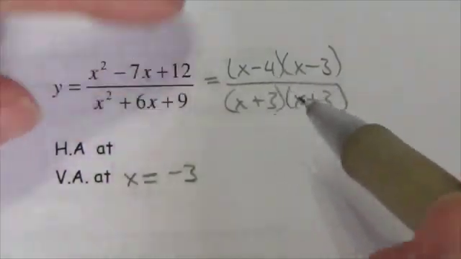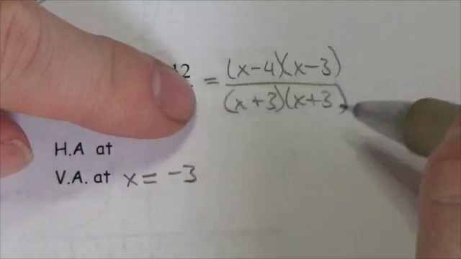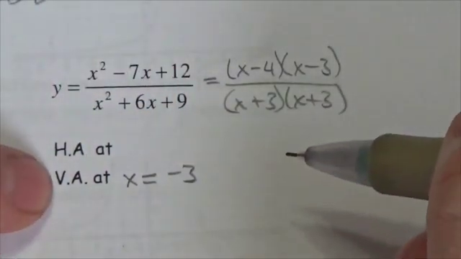Now you've got to watch this. You have to factor both the numerator and denominator here, because if a factor was shared, it turns out that's not a vertical asymptote.